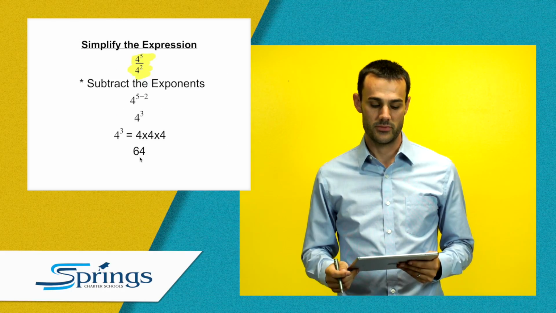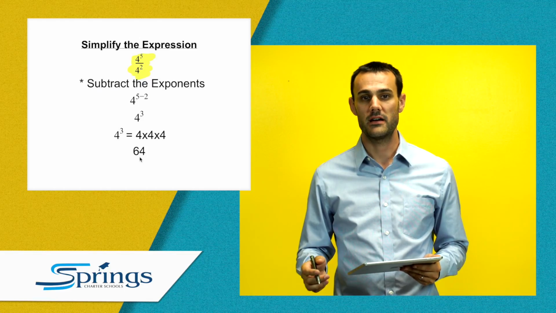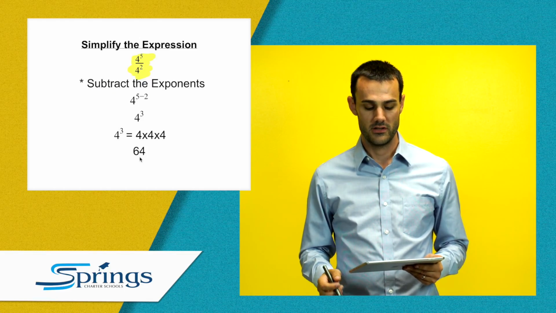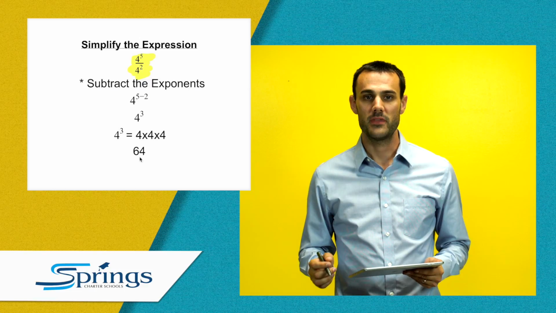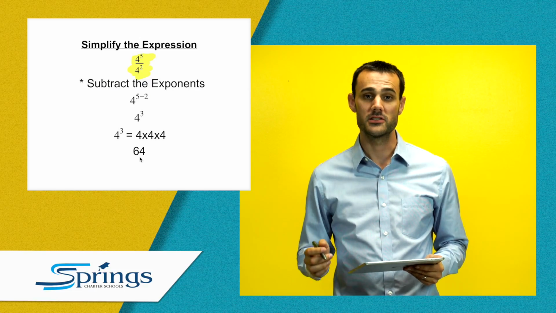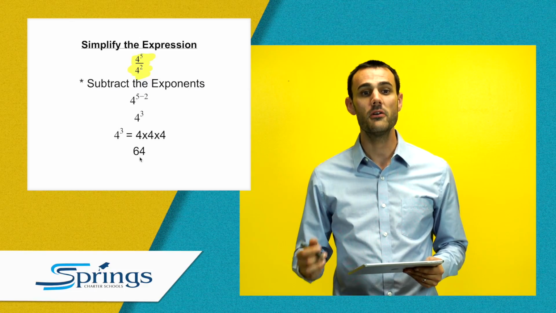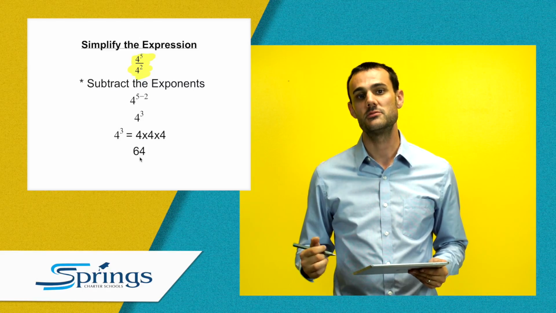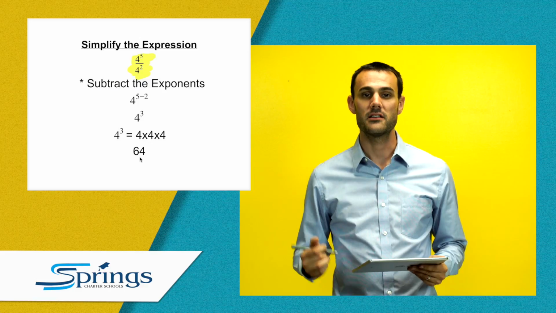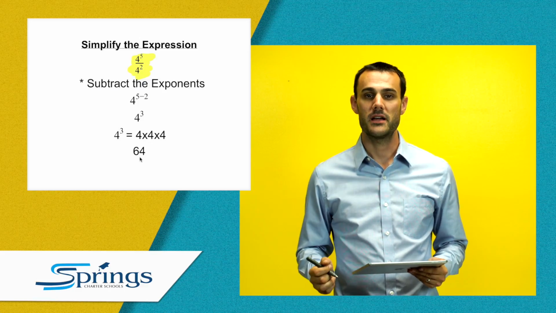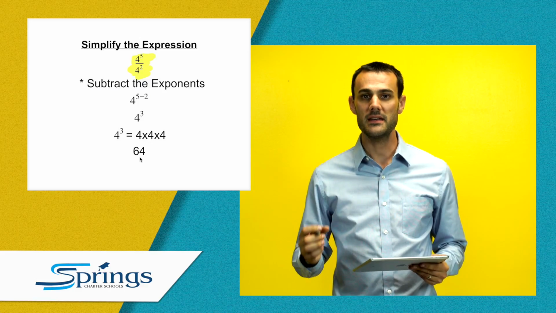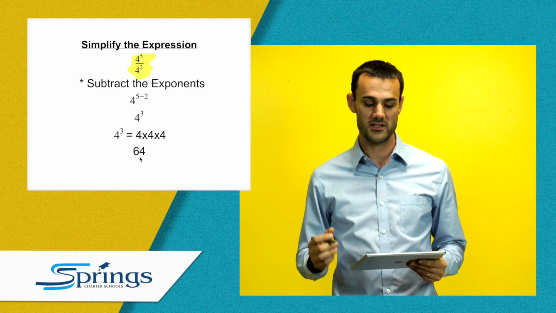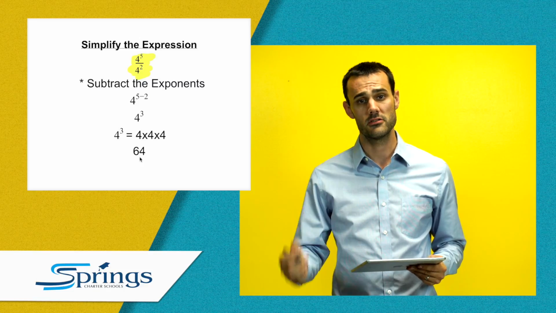Let's take a look at this expression. We have 4 raised to the 5th power over 4 squared. Now, we have that division bar, or fraction bar, and we want to make sure we know that it means to divide. And when we divide, we're actually doing repeated subtraction. So let's subtract our exponents. 5 minus 2 gives us 3, and we keep it as an exponent. So now our new expression says 4 raised to the third power.